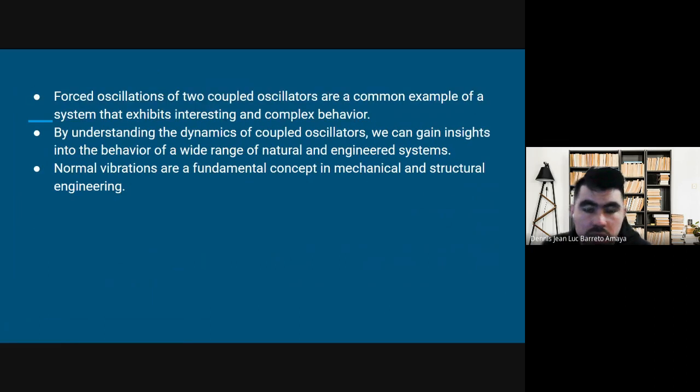Forced oscillations of coupled oscillators are common examples of systems exhibiting interesting, complex behavior. By studying the dynamics of coupled oscillations, we can gain insight into the behavior of a wide range of natural and engineered systems. Normal vibrations are fundamental concepts in mechanical and structural engineering.